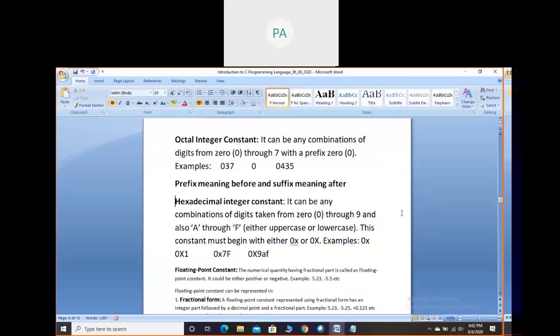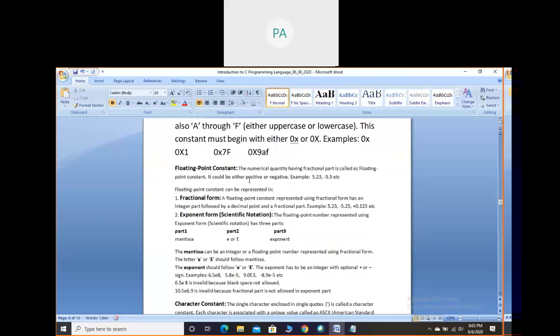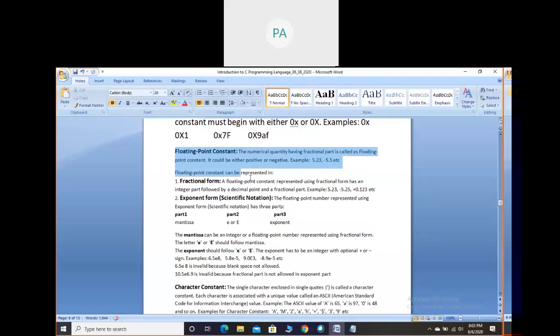Okay, we will move further. For your reference, I have written here. Prefix means before we start anything. Suffix means after. So in the definition, it has come with the prefix zero. Now we will move to the next constant type, that is floating point constant.